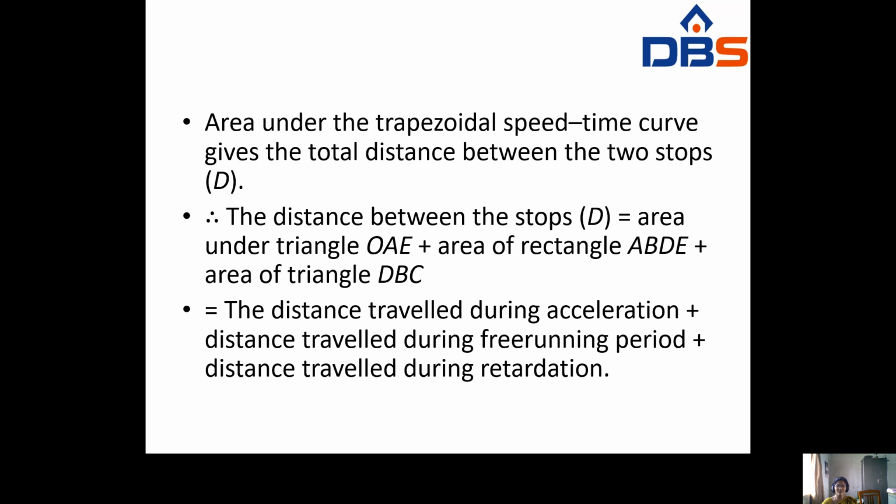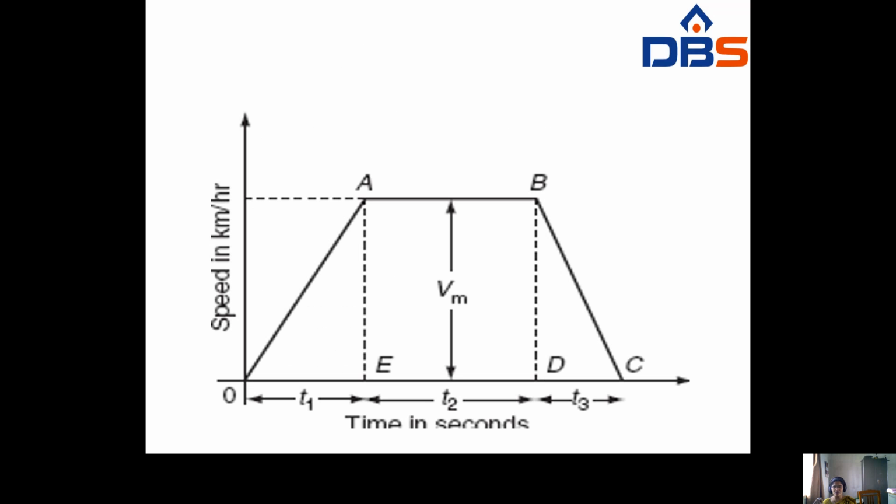Okay, see here, the distance between the stops D is equal to the area under triangle OAE plus the area of rectangle ABDE plus the area of triangle DBC. So here you calculate the D value. D is nothing but the area under the trapezoidal curve. In this area, this part is in the triangle form, this is in the form of a rectangle, and this is also in the form of a triangle. Whenever you want the total area under the trapezoidal curve, the total area is equal to the distance travelled by the train.